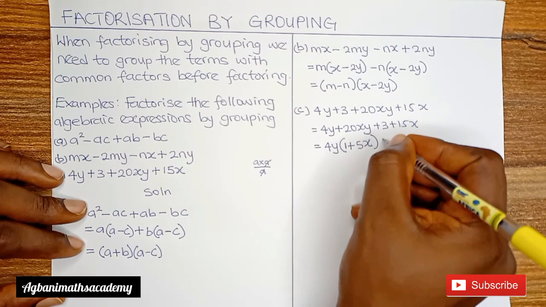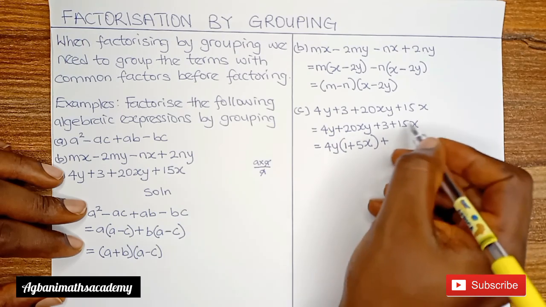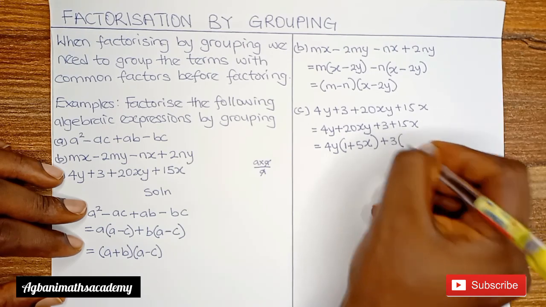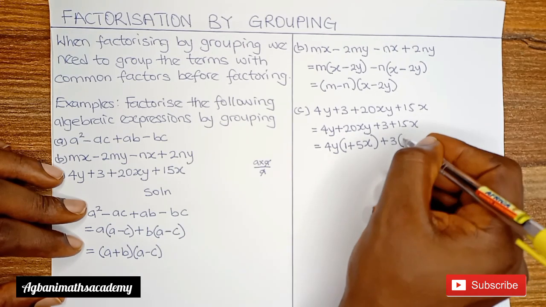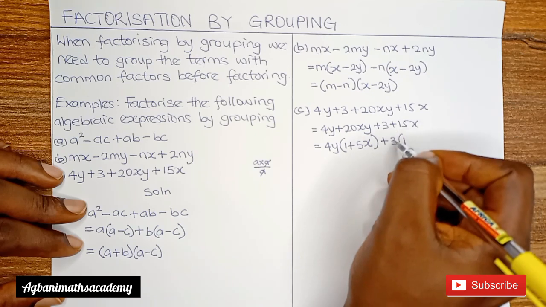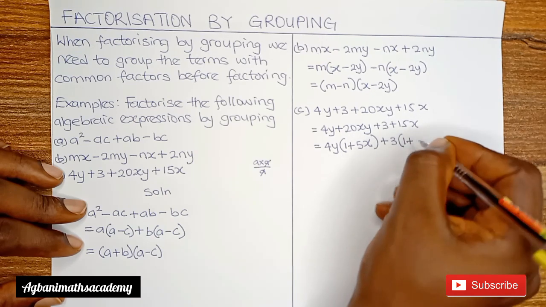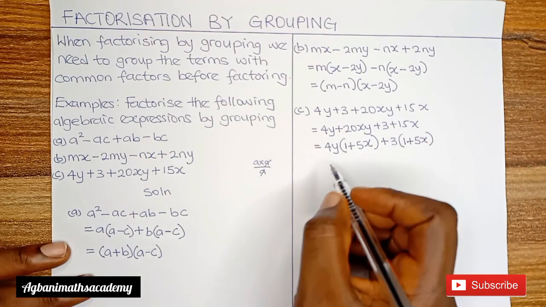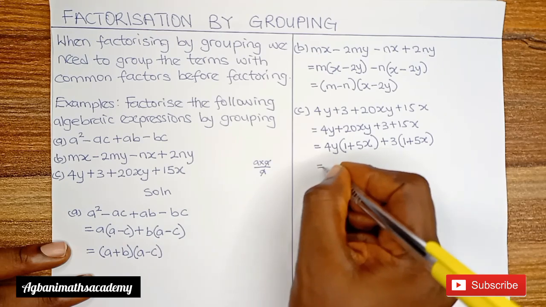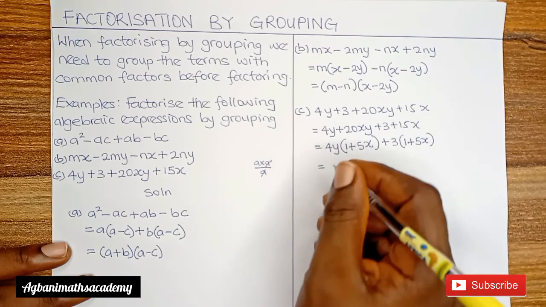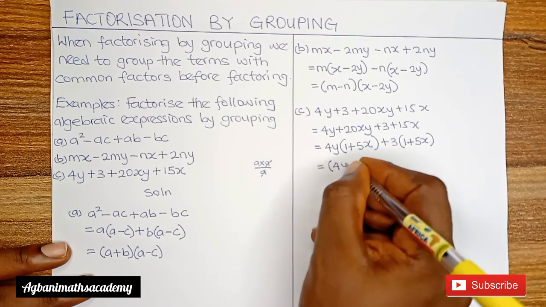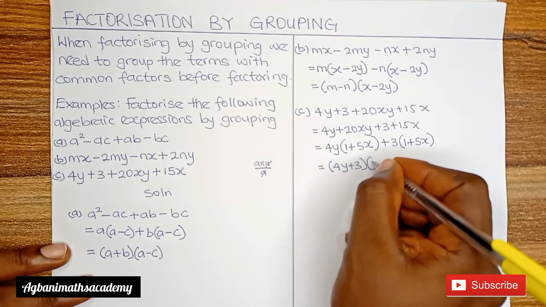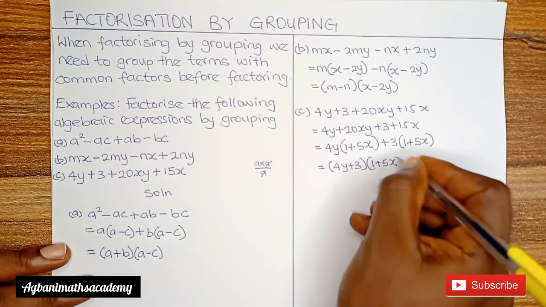We close the bracket, plus, what is the HCF of 3 and 15x? The answer is 3. So open the second bracket. 3 divided by 3 is going to give us 1. 15 divided by 3 is going to give us 5. So we have x. Okay? So the next thing we do, we bring the values that are outside the bracket into one bracket. So we have 4y plus 3. And we pick one of these two since they are the same, which is 1 plus 5x.